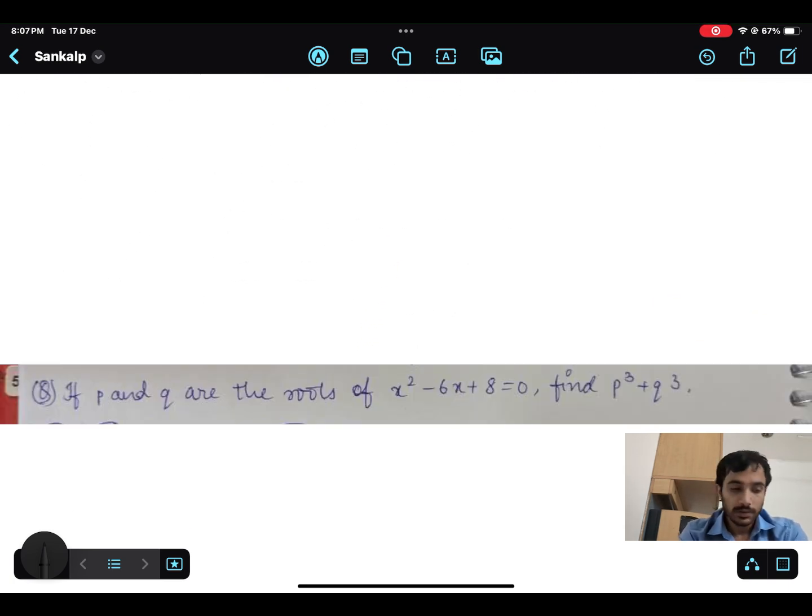Our next question is from the topic quadratic equations. It is given that p and q are the roots of the equation x square minus 6x plus 8 equal to 0, and we need to find the value of p cube plus q cube.